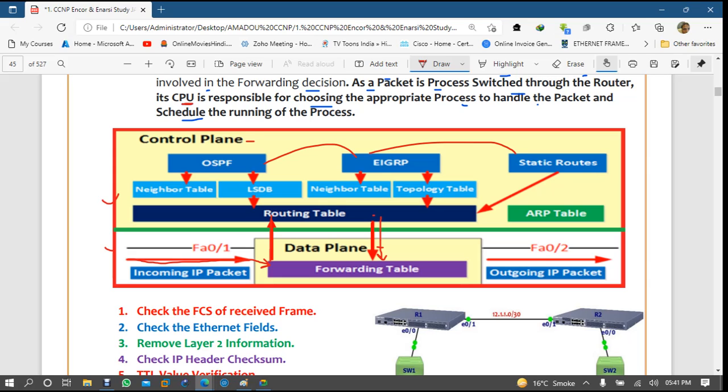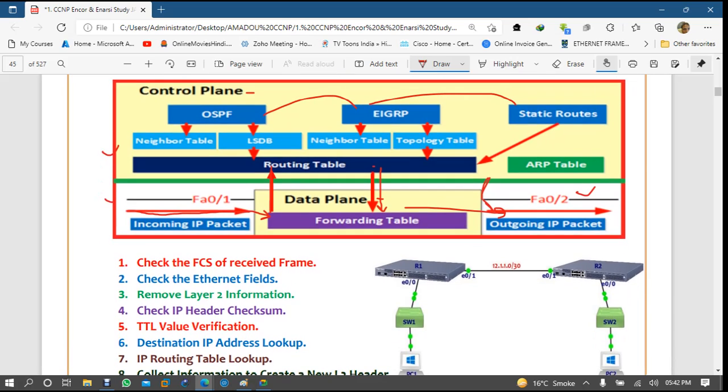Then it will be forwarded to the appropriate outgoing interface, because a router can have multiple interfaces, right? To reach that destination, your router may use this interface, or this interface, like FastEthernet 0/2, 3, 4, 5. So this is your forwarding mechanism.